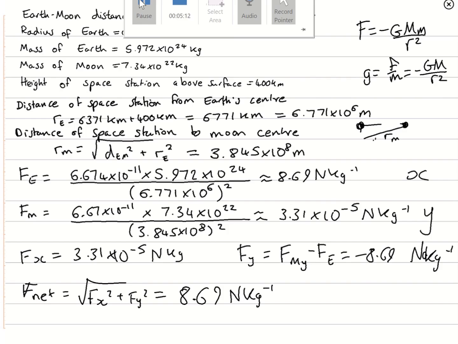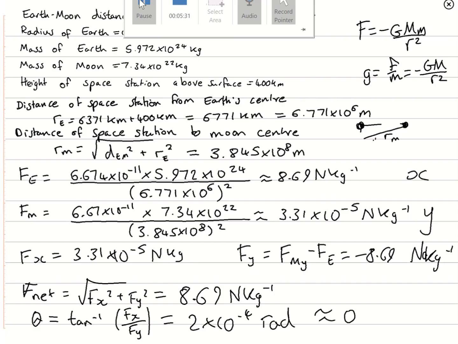And if we work out the angle difference from pointing directly at the Earth, we just need to use a little bit of trig and do f of x over f of y. It's about 2 times 10 to the minus 4 radians, which is equal to about 0.011 degrees. So really, the space station feels nothing from the Moon. It feels everything from the Earth itself.